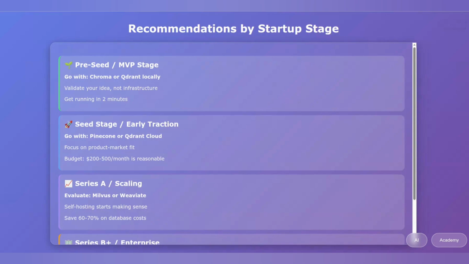Pre-seed or MVP stage. Go with Chroma or Qdrant locally. You need to validate your idea, not optimize infrastructure. Chroma gets you running in 2 minutes.